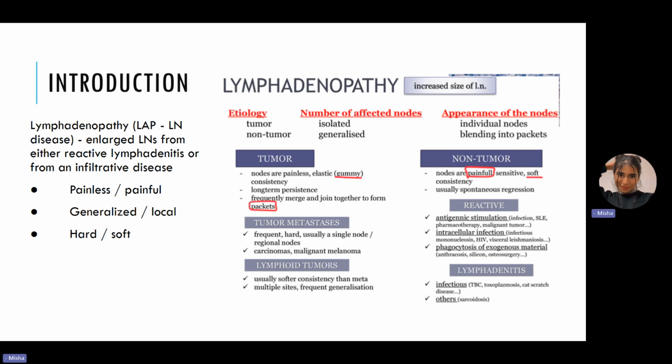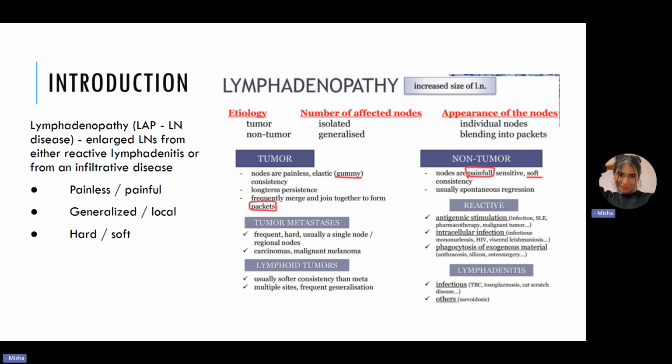Now, obviously, they can be painful, painless, generalized, local, hard, and soft, which I'm sure you already know about, like what leads to pain, which ones are painful, which ones are painless. But the more important thing to know is that if they're soft and painful, probably it is an infectious etiology, such as lymphadenitis. Now, if there's a sudden generalized lymphadenopathy, normally it is due to an HIV infection. They're most commonly causing a sudden generalized lymphadenopathy.